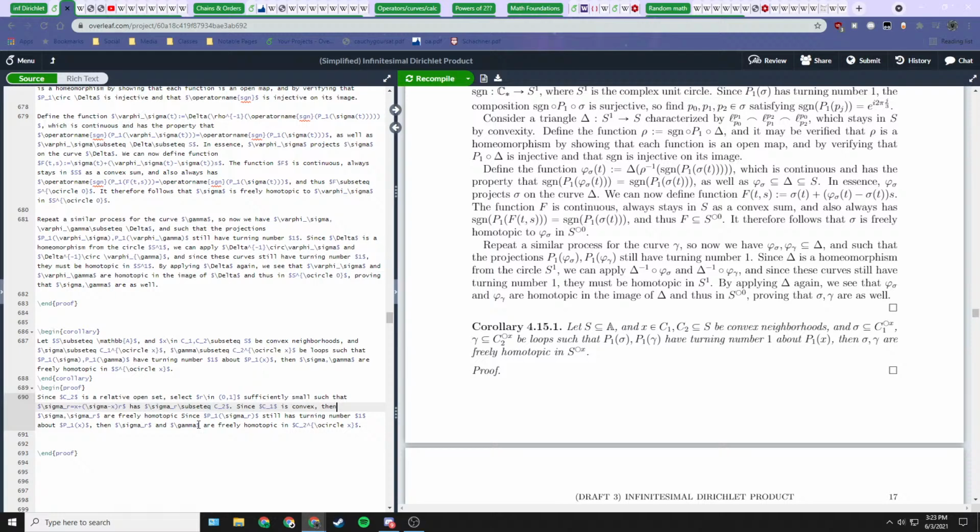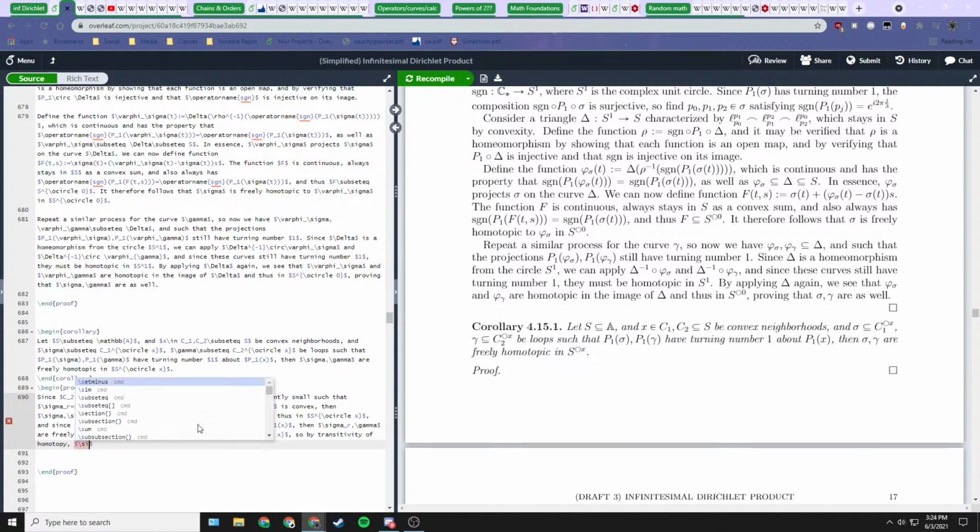So as we contract, since C1 is convex, sigma and sigma R are freely homotopic in C1 punctured through x, and thus in S punctured through x. And since these still have turning number 1, then sigma R and gamma are freely homotopic in C2 punctured through x, and thus S punctured through x. So actually we can just say by transitivity of homotopy, sigma and gamma are homotopic in S punctured through x.